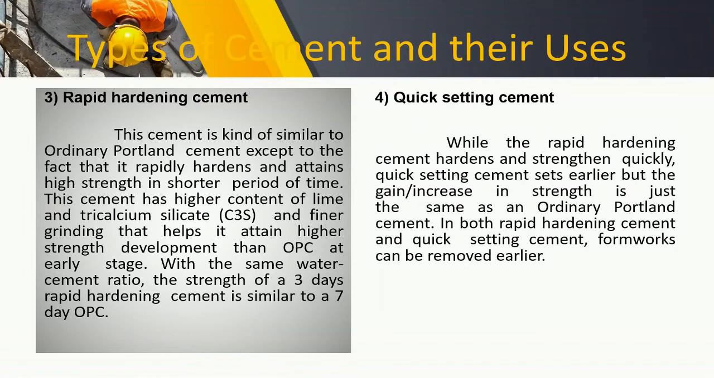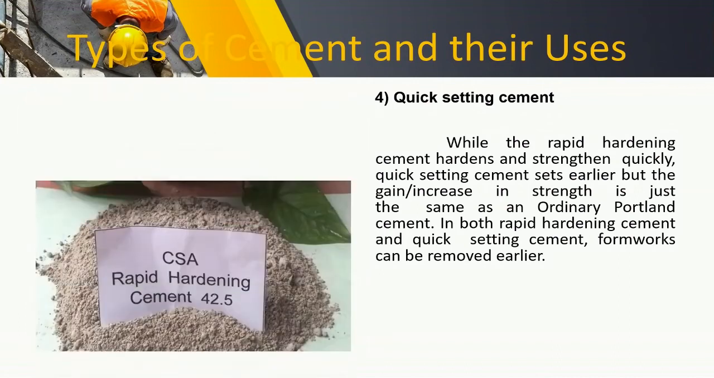So with the same water-cement ratio, yung lakas ng rapid hardening cement ng 3 araw ay similar sa 7 araw ng OPC. Ang purpose ng rapid hardening cement na ginagamit sa concrete ay makapag-achieve ng higher rate of early strength development kumpara sa paggamit ng normal cement.